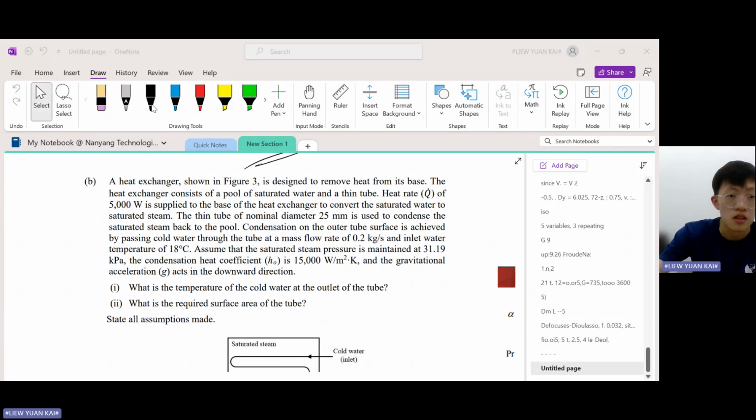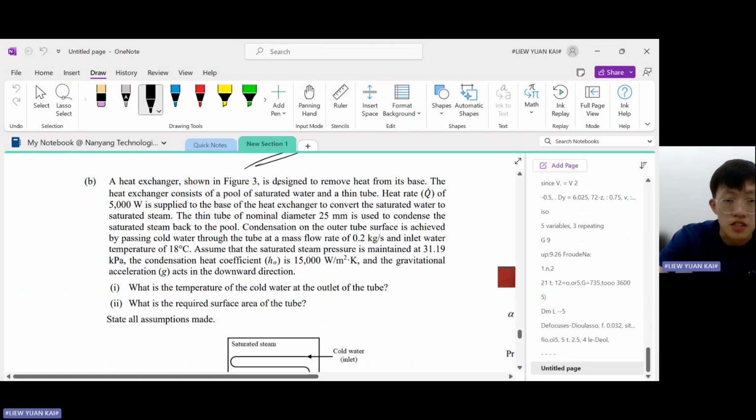Okay, so a heat exchanger shown in figure 3 is designed to remove heat from the base. The heat exchanger consists of a pool of saturated water and a thin tube. Saturated water is water heated up to its boiling point. Any further supply of energy will result in it boiling and turning into steam, from a liquid to a gaseous state.